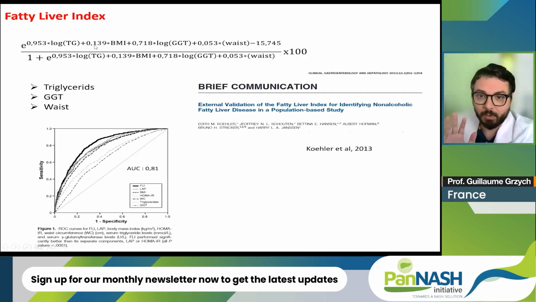I focus on that: it is not NASH, it is NAFLD, simple steatosis. Fatty liver index is not evaluated to determine NASH stage. It's for simple steatosis, NAFLD, here.